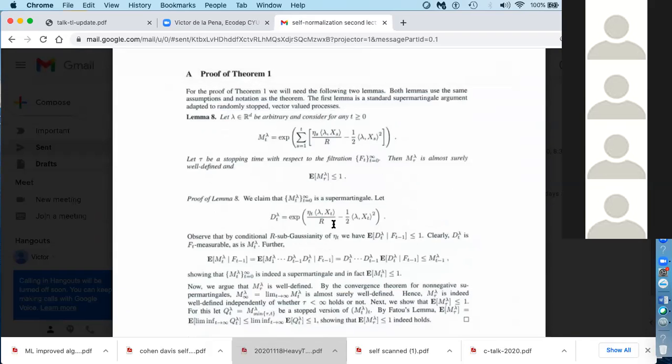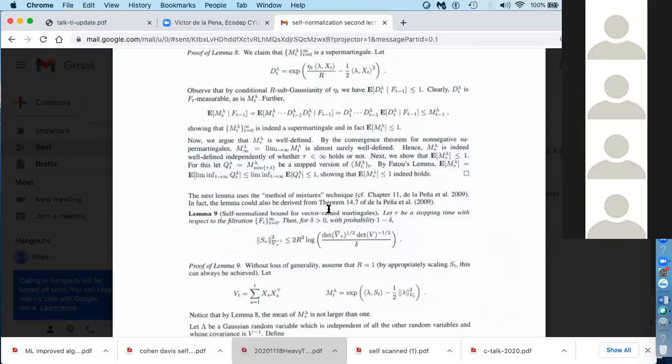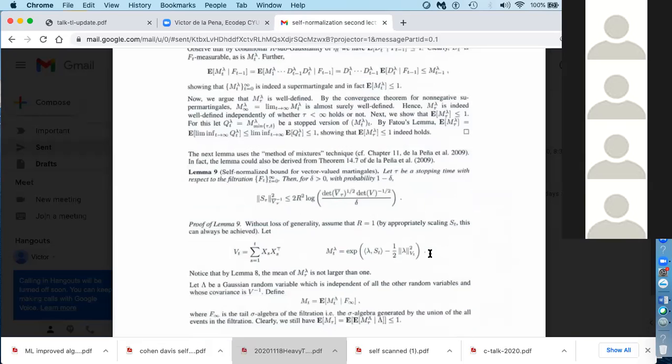And under this canonical assumption, by using the theory of self-normalization, they show this bound, which is basically a bound that they use to construct their algorithm. So this bound, which is their key result in showing their algorithm, is basically obtained from theorem 14.7 in the book. And I want to show you the result that is used.